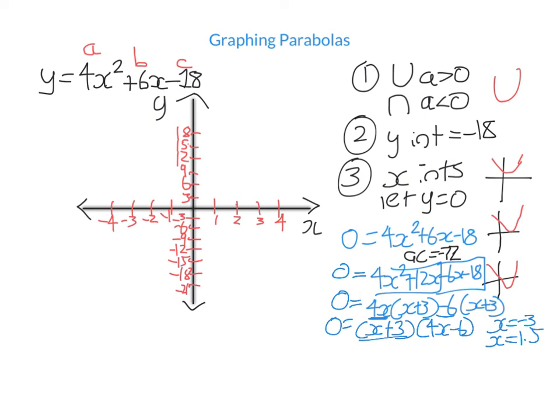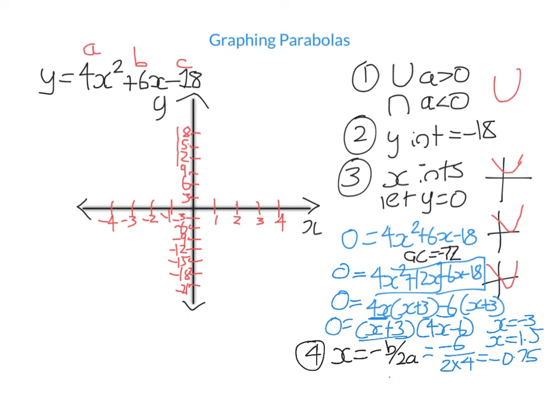So the final thing you need to find is the turning point and axis of symmetry. You can do it in one go. So the x-coordinate of the turning point, you use the formula x equals minus b over 2a. So in this case, b is 6, so it's minus 6 over 2 times a, which was 4. Or in other words, it's minus 0.75. So that's the x-coordinate of the turning point and also the axis of symmetry.